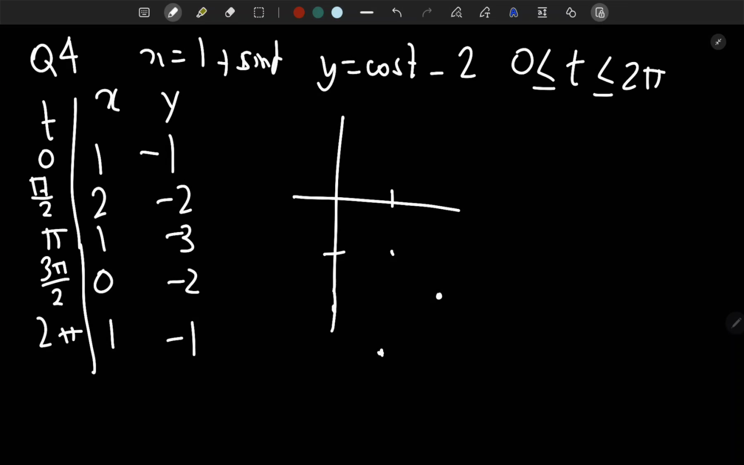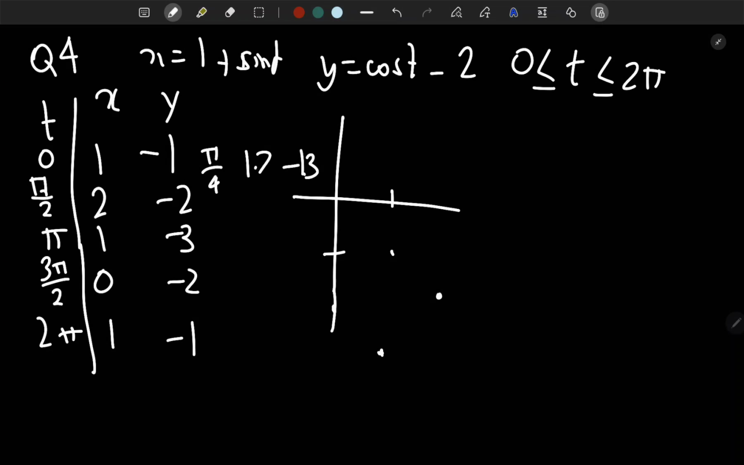And now again, you notice that these points can be joined with a straight line, or it could be a curve, or an inside curve. So let's take another point here, t as pi over 4, and we are going to get, for x and y again, 1.7 and -1.3. So we know that the point is going to be somewhere over here, since it's above 1.5. So this means that it is a circle again.